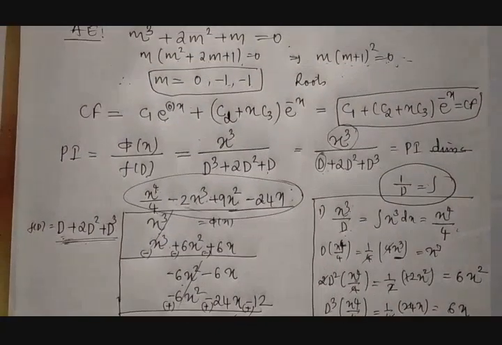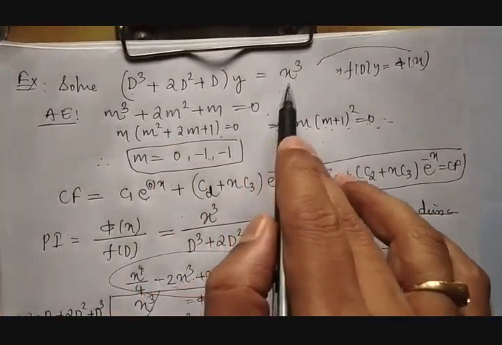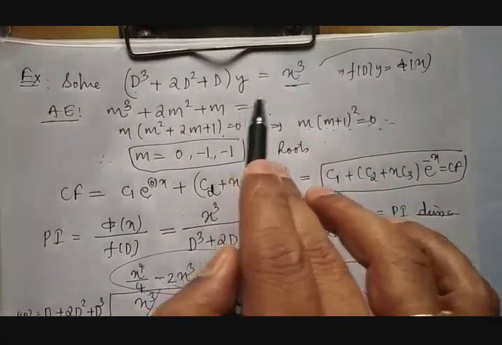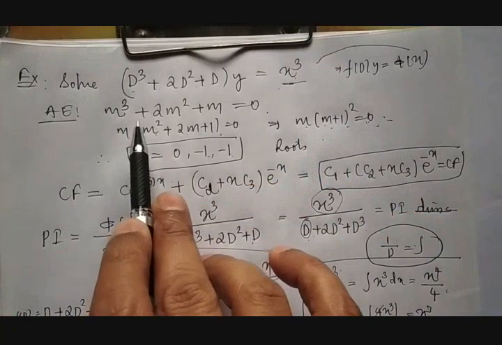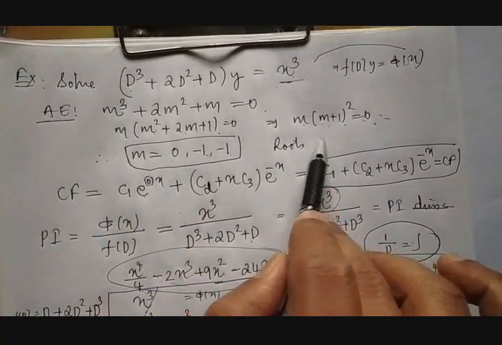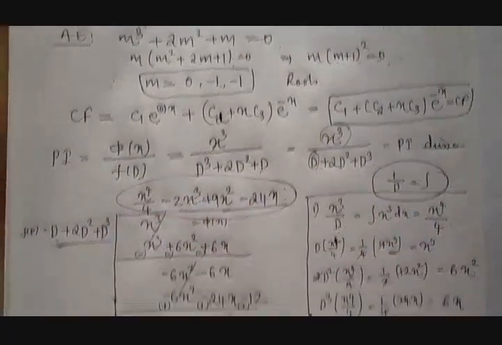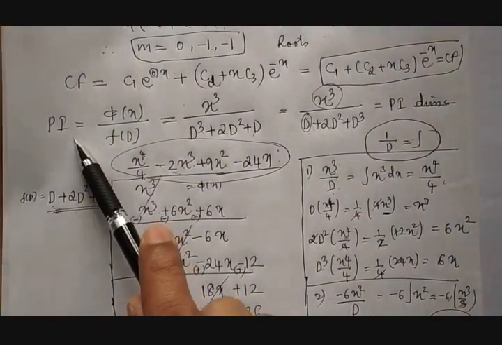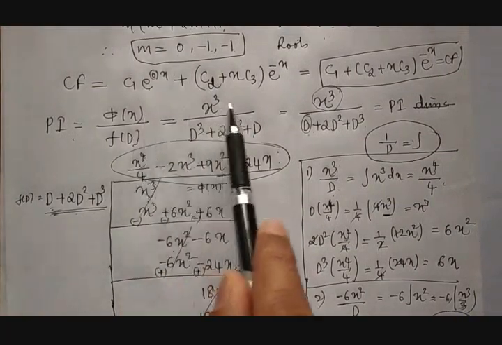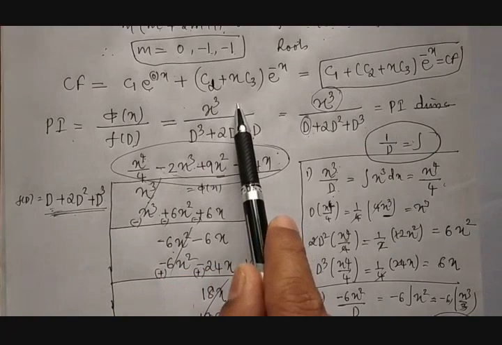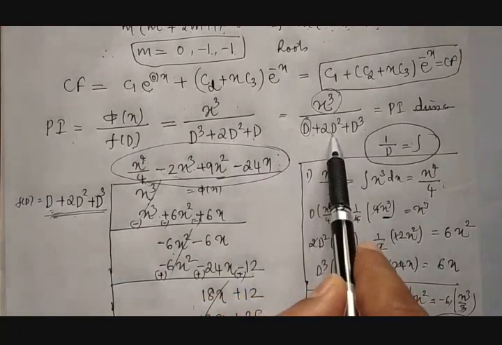So let me repeat the procedure once again. If this is the given example where we can see phi of x is a polynomial, then to get a general solution, first we need to go for the complementary function. So first I'll take this equation and we find out the roots. Based on the roots, we construct a complementary function. After that, we need to go for a particular integral. In the particular integral, we take phi of x by f of D, but we write this phi of x in descending order and f of D in ascending order.